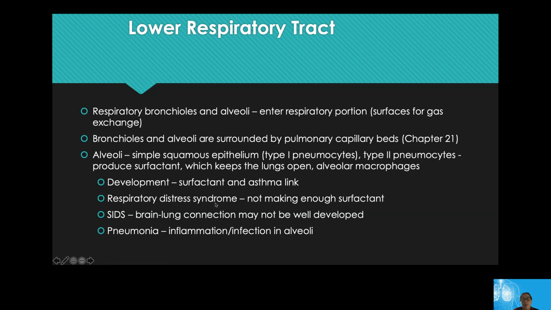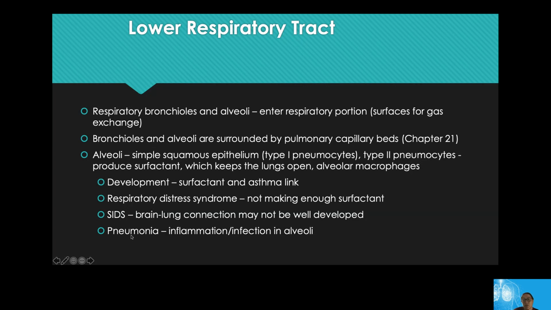Respiratory distress happens for individuals that don't make enough surfactant. So that's where SIDS comes into that connection. SIDS can also be associated with the brain-lung connection not being developed in certain individuals. There's a lot of debate about the cause of it, but as the years have gone by, we do realize it's probably more of a brain-lung connection.